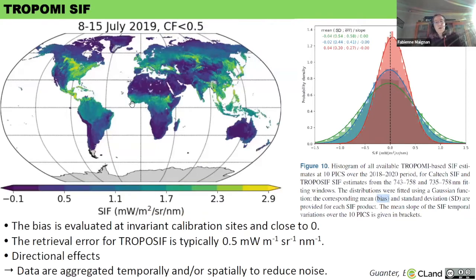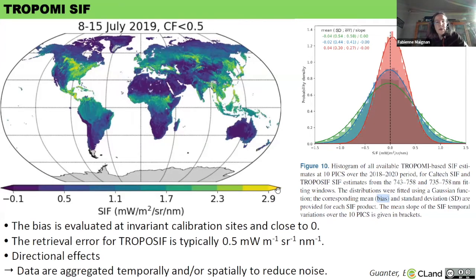So more information on the TROPOMI SIF data. You see here a global map. It's a weekly mean for the month of July. We have estimated the bias of this product over stable targets, and you see the bias is close to zero, so the product is unbiased, which is nice because we are later using data assimilation approaches that hypothesize that the product is unbiased.